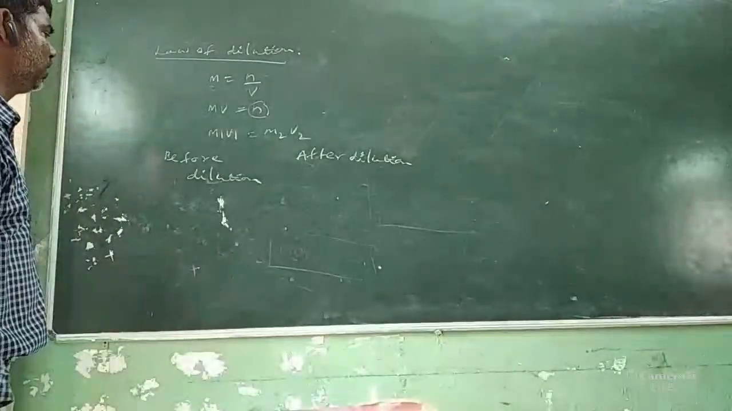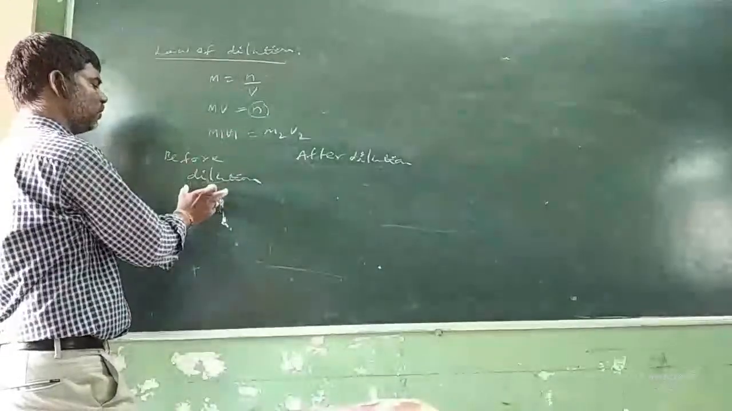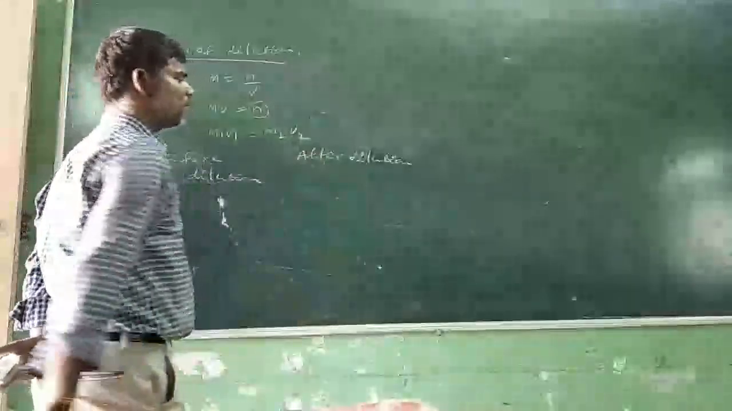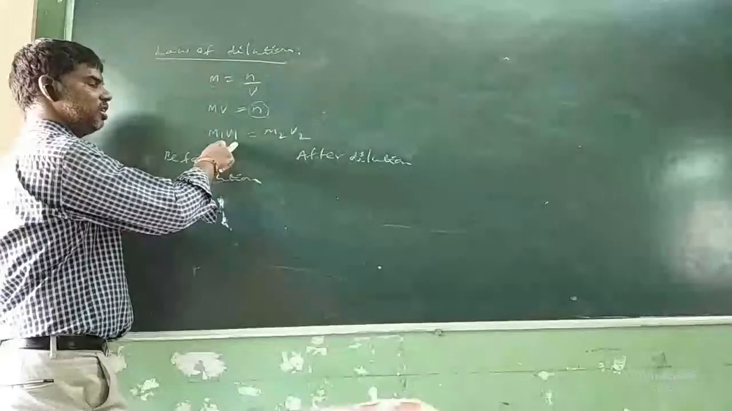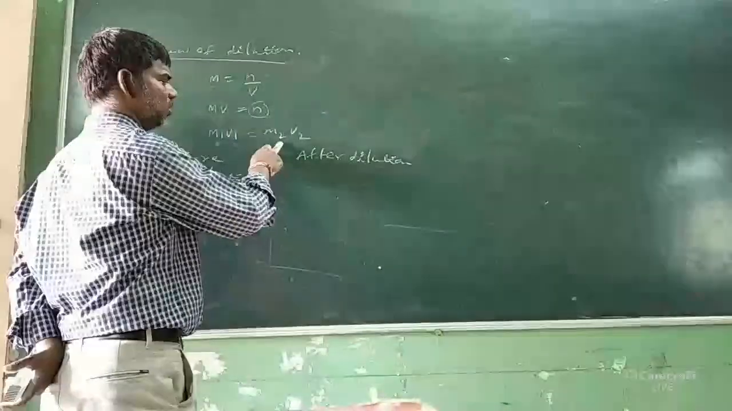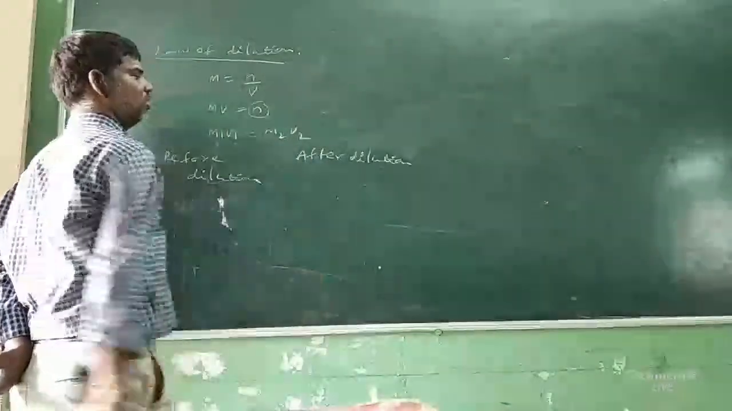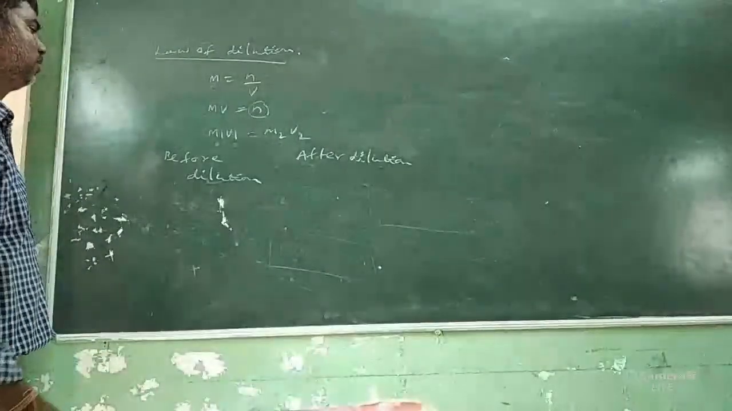m1 v1 is equal to m2 v2. The m1 v1 is nothing but before dilution, m2 v2 is after dilution. Means m1 is the initial molarity and v1 the initial volume, and m2 is the final molarity and v2 the final volume.